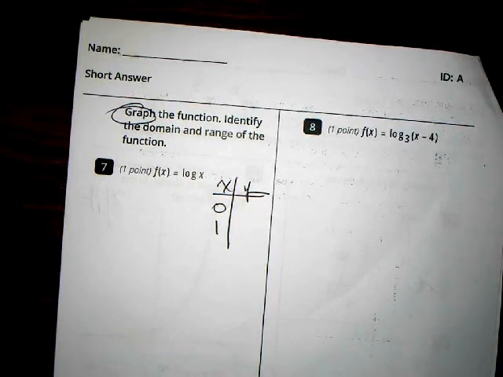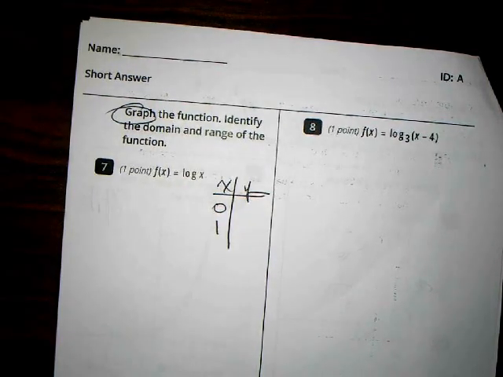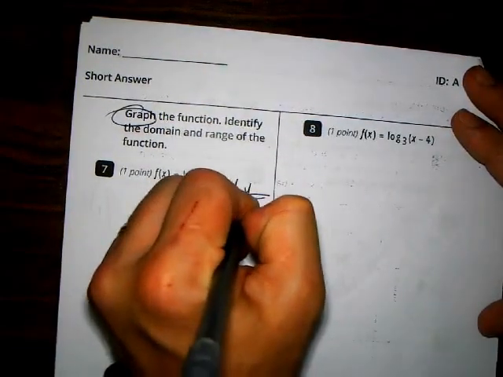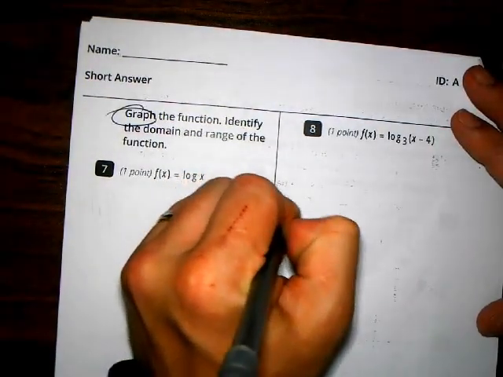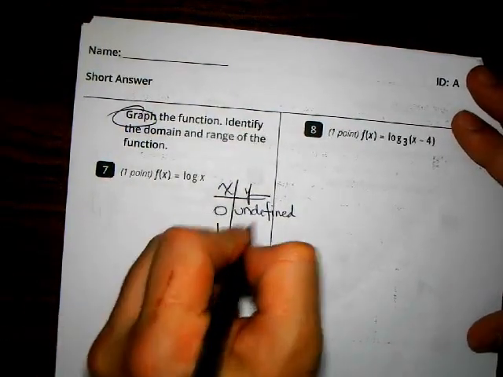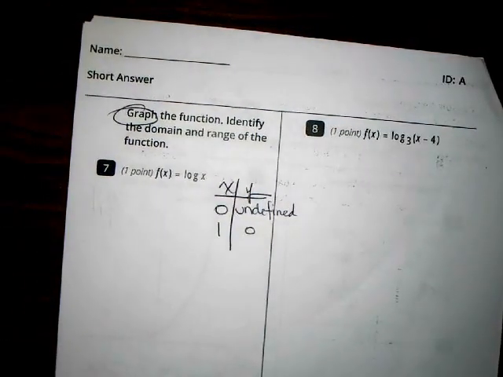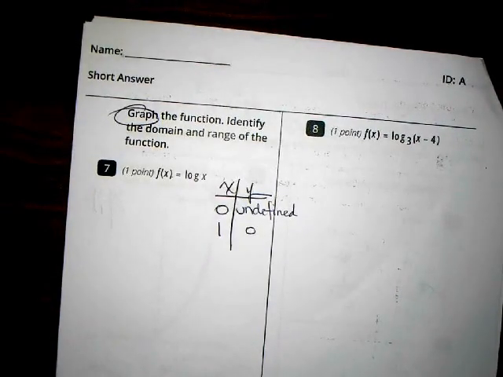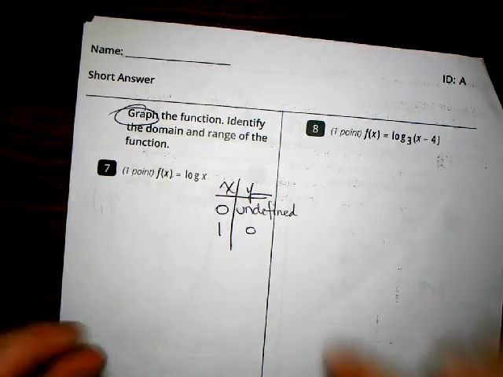Alrighty, so when we get to 0, it says undefined. So we're going to write undefined next to 0. And then next to where x equals 1, we can write 0. And that's basically all we're going to need from this picture to pull out this t-chart. That's all we need.